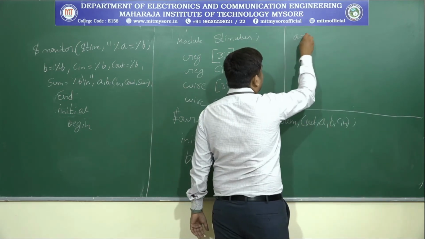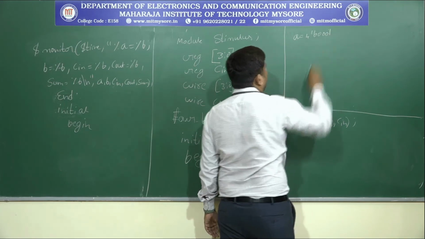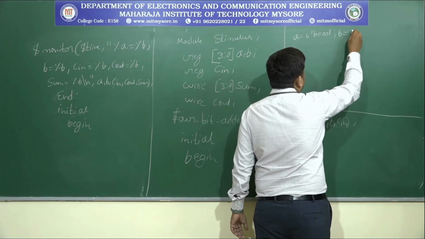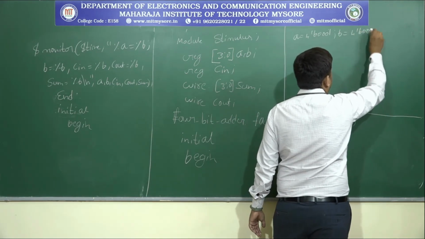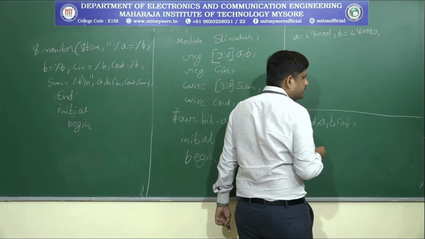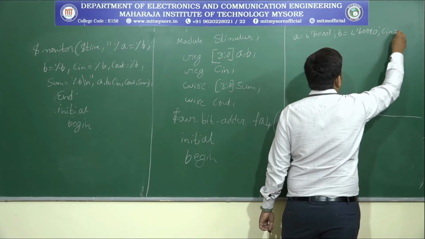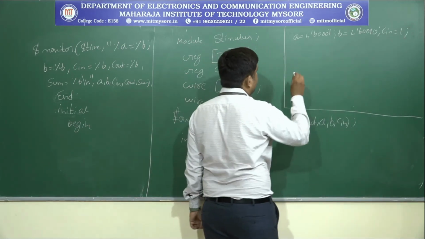Then A is equal to 4'b0001. Then you have to mention B is equal to 4'b0010. Next, Cin. Don't forget, don't get confused here. Cin is what? It's a single bit, but apply 1. Okay, then carry in is equal to 1.